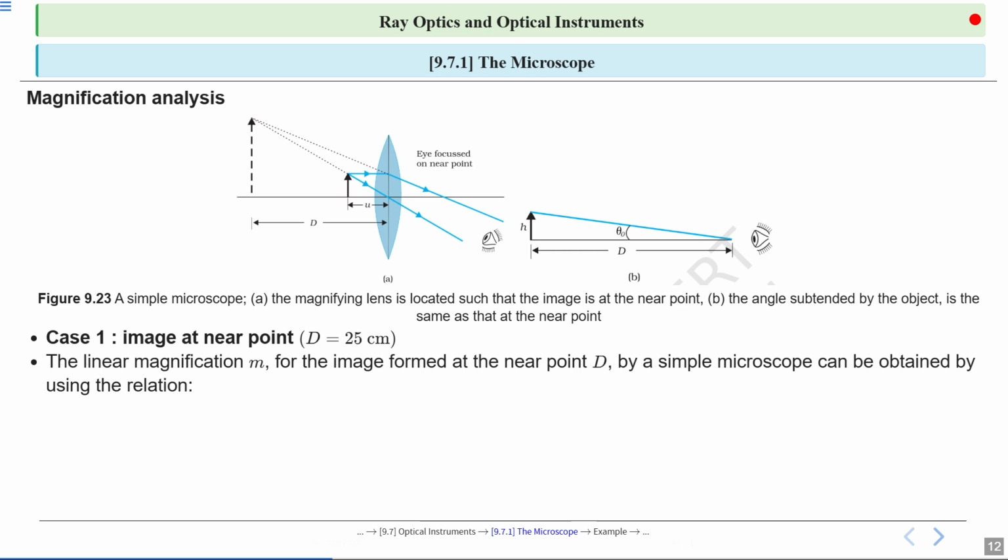The linear magnification M. At this point, we introduce the formula for linear magnification, denoted as M. This formula is essential for determining how much larger the image appears compared to the actual object, where V is the image distance and U is the object distance. The formula also incorporates the focal length f of the lens, which is a key factor in the magnification process.